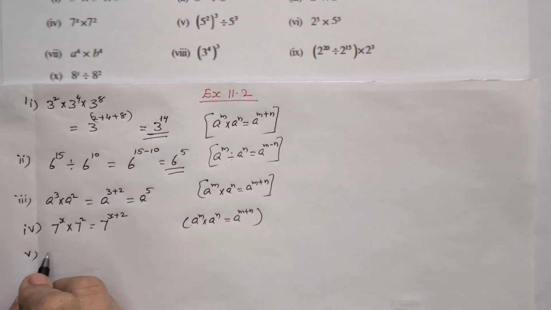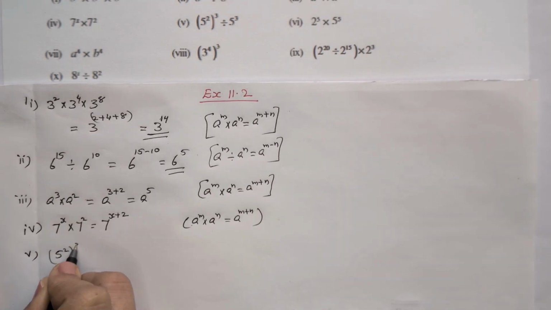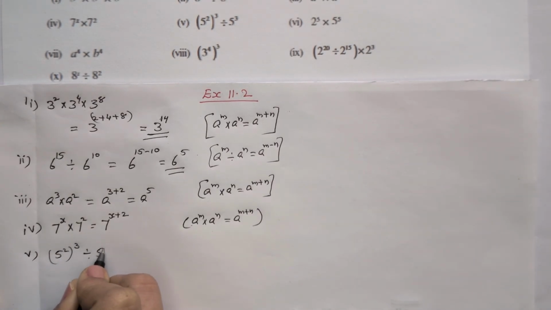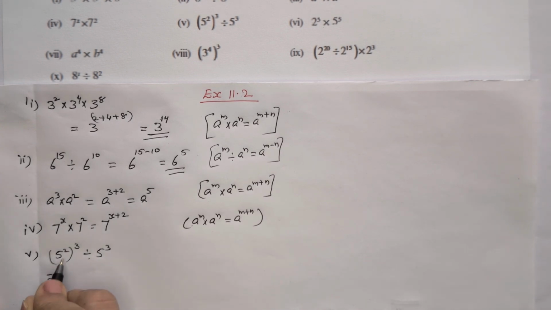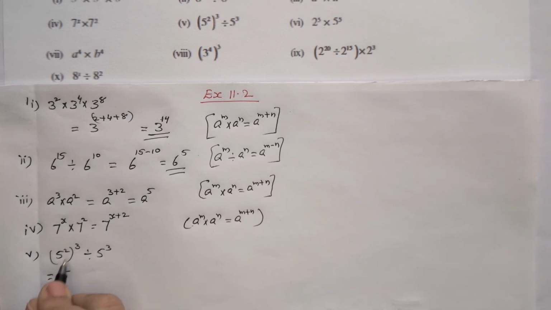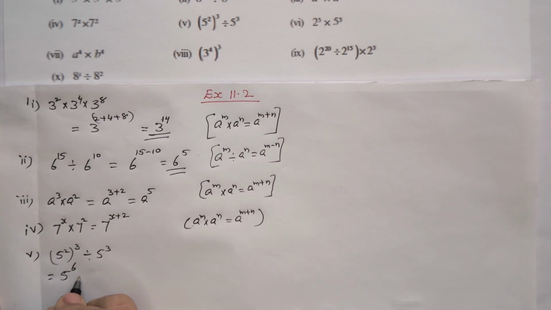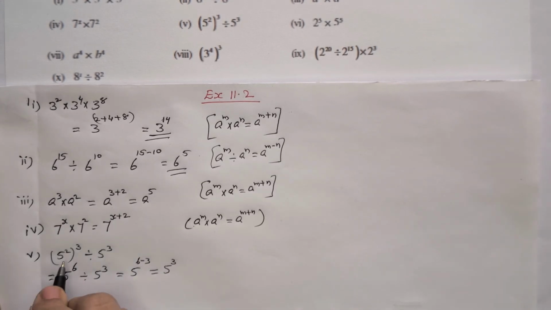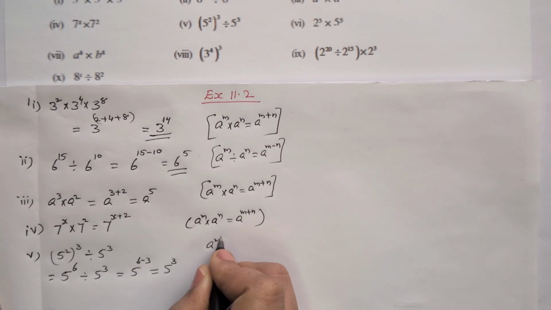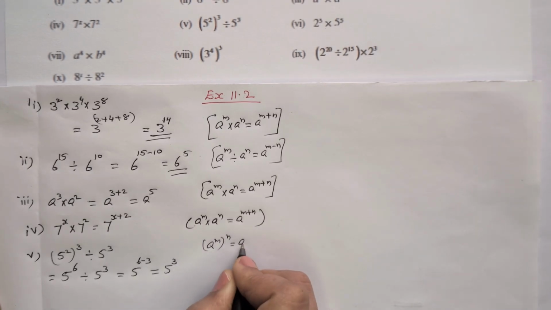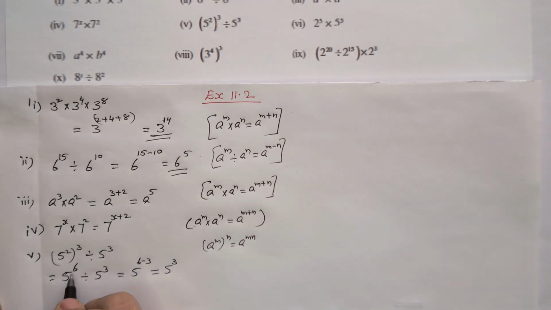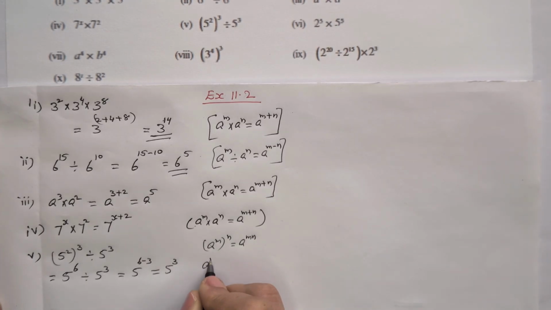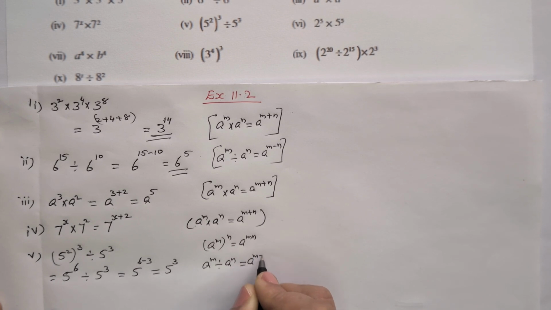Fifth one, 5 square the whole cube divided by 5 cube. This we can write as first 5 raised to 2 into 3, that means 6, that divided by 5 cube, which is equal to 5 raised to 6 minus 3 is equal to 5 cube. Here two rules: a raised to m the whole raised to n is equal to a raised to m into n, 2 into 3 is 6. Then division: a raised to m divided by a raised to n is equal to a raised to m minus n.